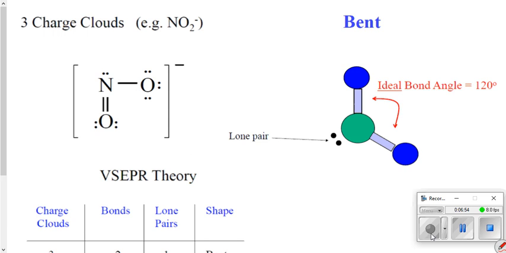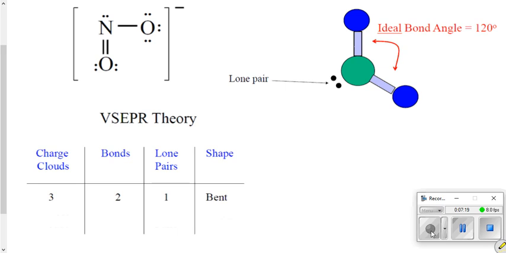Another way to get 3 charge clouds around a central atom is to replace one of those bonds with a lone pair. How does that change things? In the nitrogen dioxide polyatomic ion, you notice that you have 2 bonds and 1 lone pair. We see that we have a single bond there and a double there. Regardless of whether bonds are single or double, they're still considered a bond and occupy an area of space. Also, surrounding the atom is a lone pair. This lone pair also is occupying an area of space.